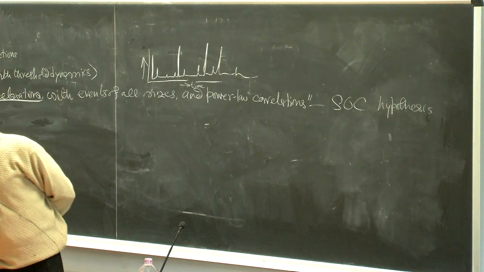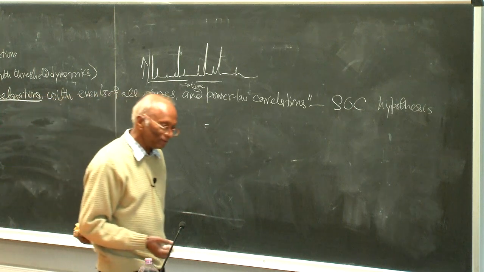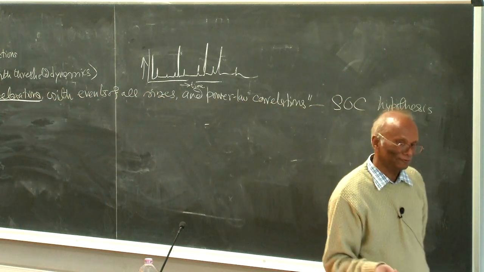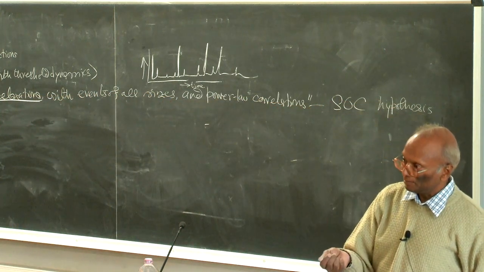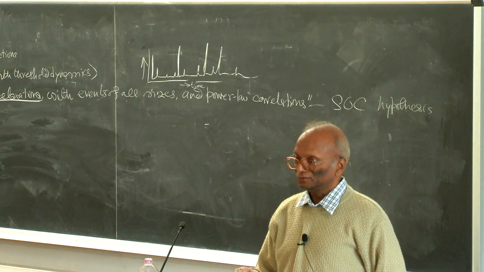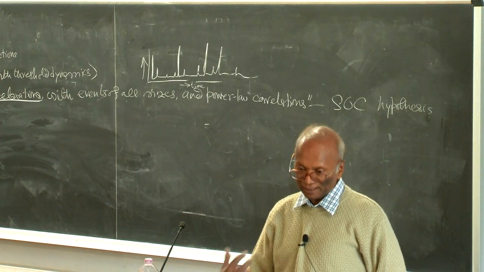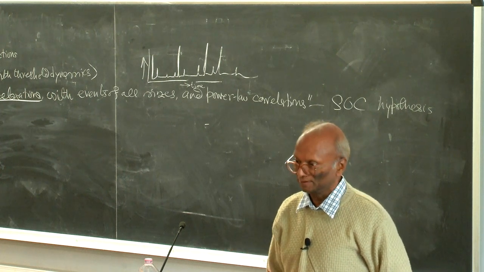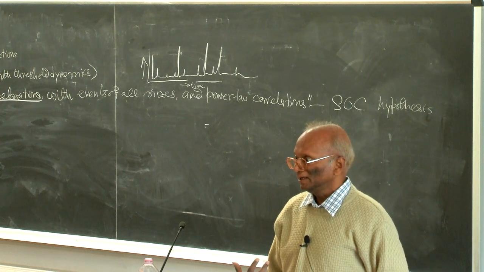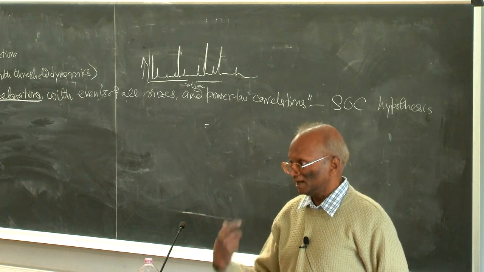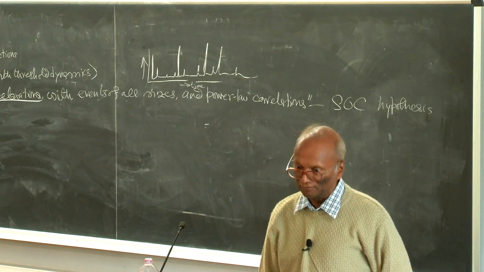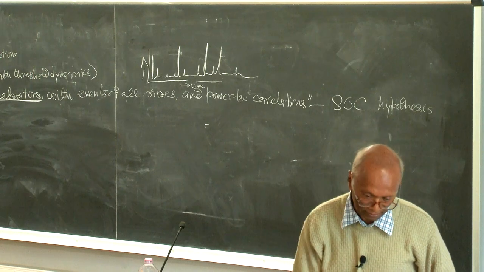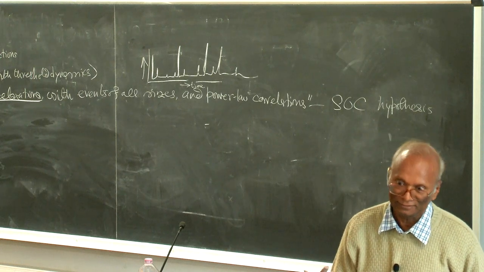What is threshold dynamics? Threshold dynamics is something doesn't happen unless a threshold is crossed. If you apply a perturbation, a small perturbation doesn't cause any effect. But if you apply a big enough perturbation, then something happens. So the model which we discussed last time was this sand pile model, where unless the height becomes more than something, nothing happens.